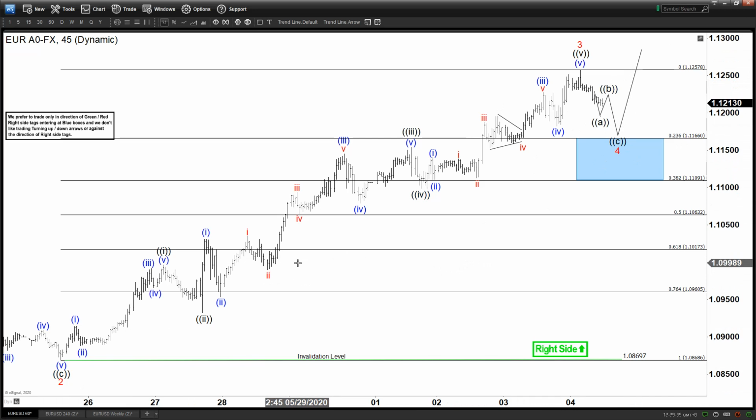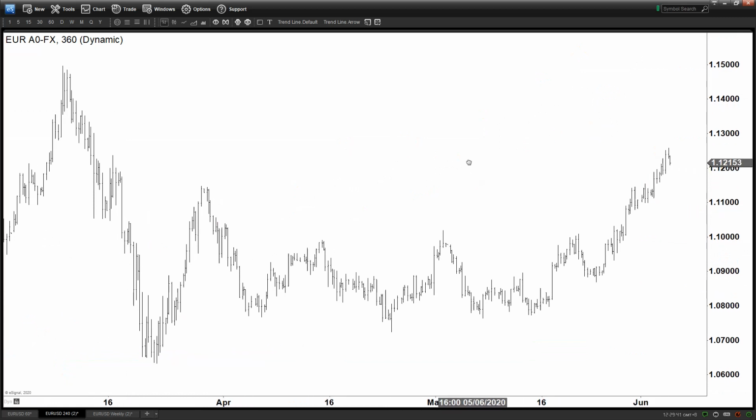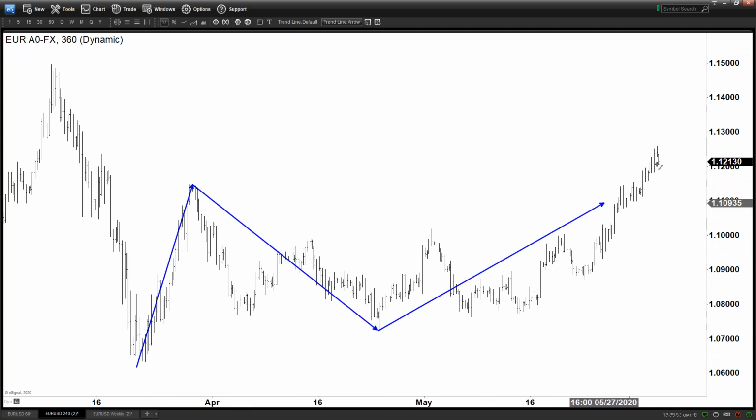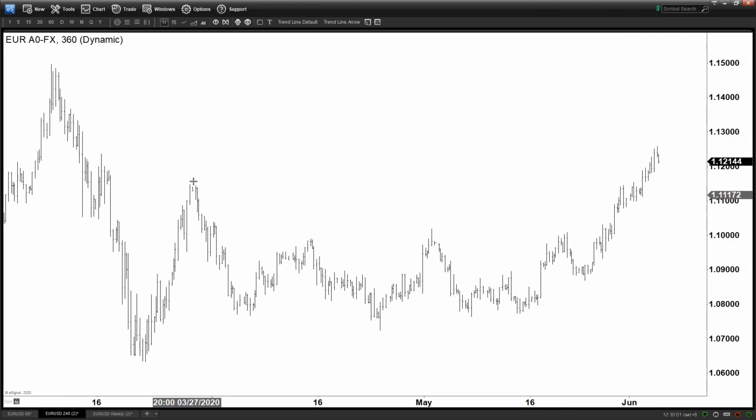Now zooming out is more interesting. If we take a look at the 4-hour chart, we can see that from March 23rd, we've been doing what looks to be 3 swings up. So we got this 1, 2, and then now 3, and this one looks quite impulsive right now. And there are 2 different possibilities here.